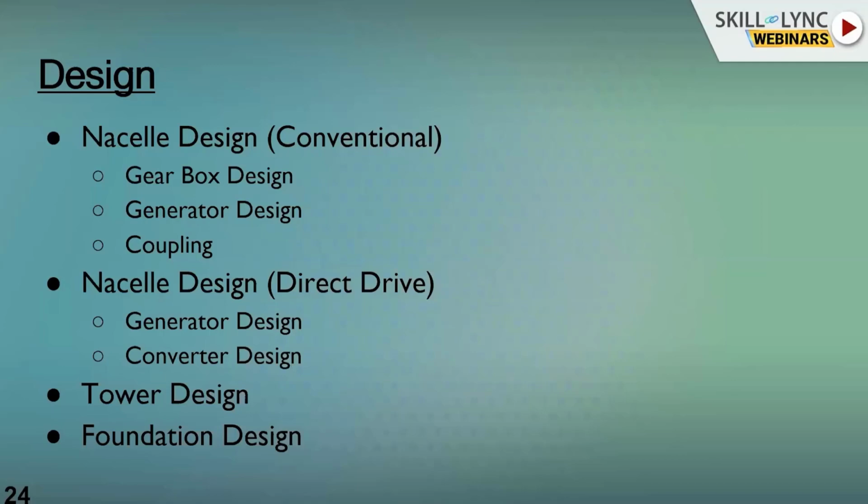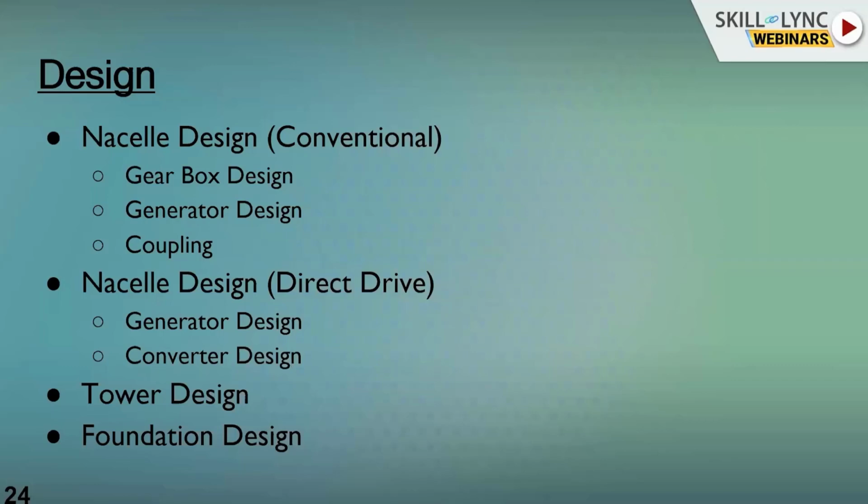Comparing the nacelle design for the conventional and direct drive. In direct drive, the complication in the nacelle is less because there is no gearbox, so only the generator and the converter. Normally they will keep it on the ground only. So the nacelle design for the direct drive is simple, but compared to the conventional and the direct drive, conventional is having the gearbox, direct drive will have the converter.